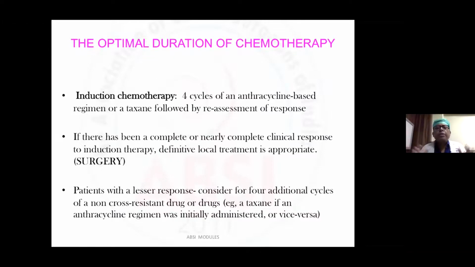The optimal duration of chemotherapy. Now, there are various words written in this template, but what you need to understand is the consensus is very clear now. Whether you have to give 6 cycles and then operate, or give 3 cycles and operate, we have had this debate so many times.